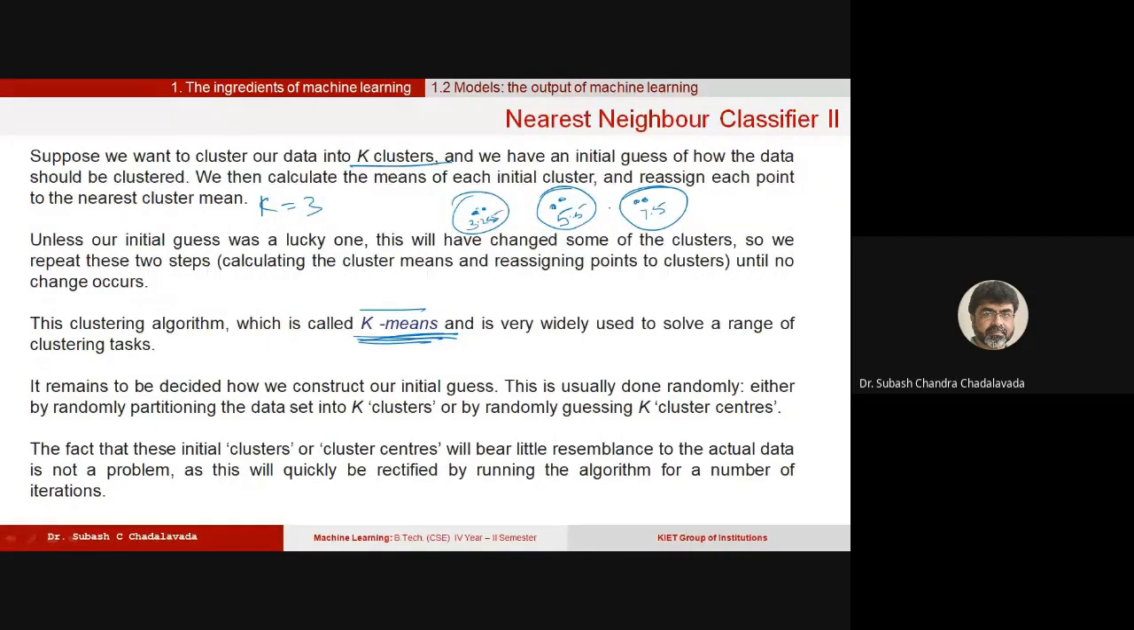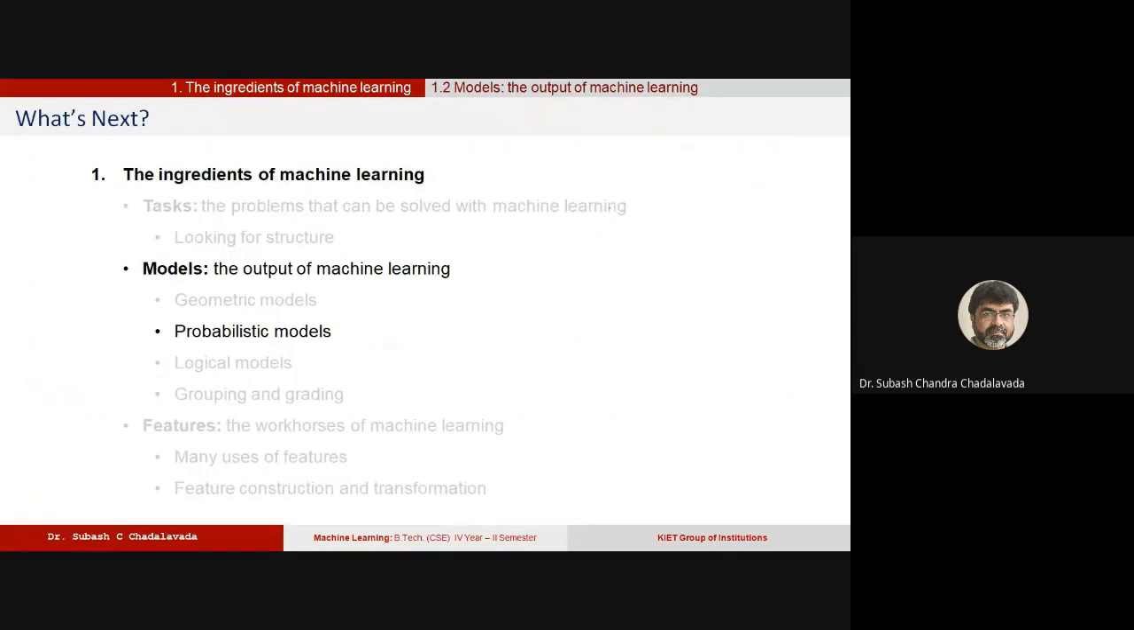Now, the next thing is the probabilistic models. Right. Before going to the probabilistic models, I think they will take a lot more time, because a lot of explanation is required. So I don't think we can continue further today. Tomorrow we'll discuss probabilistic models.